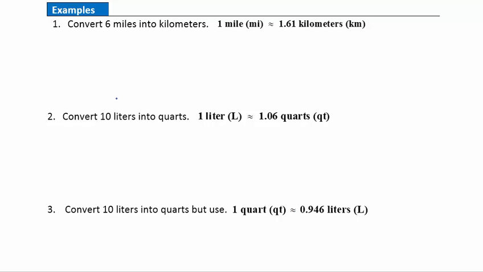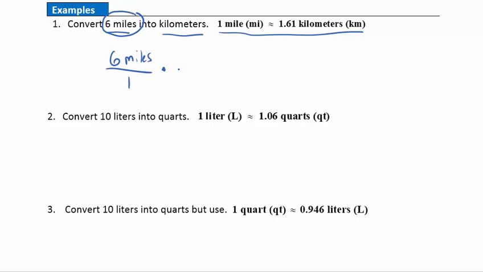Now let's take a look at some examples that will help you understand how to convert between the U.S. and metric system. Example 1: we're asked to convert 6 miles into kilometers. The way we're going to do this conversion is very similar to the way that we did conversions inside the U.S. system. I'm going to take the original unit, 6 miles, and put it over 1 to write it as a fraction. Now I want to multiply by a conversion fraction, just like we did before in the U.S. system. My conversion is that 1 mile equals 1.61 kilometers.